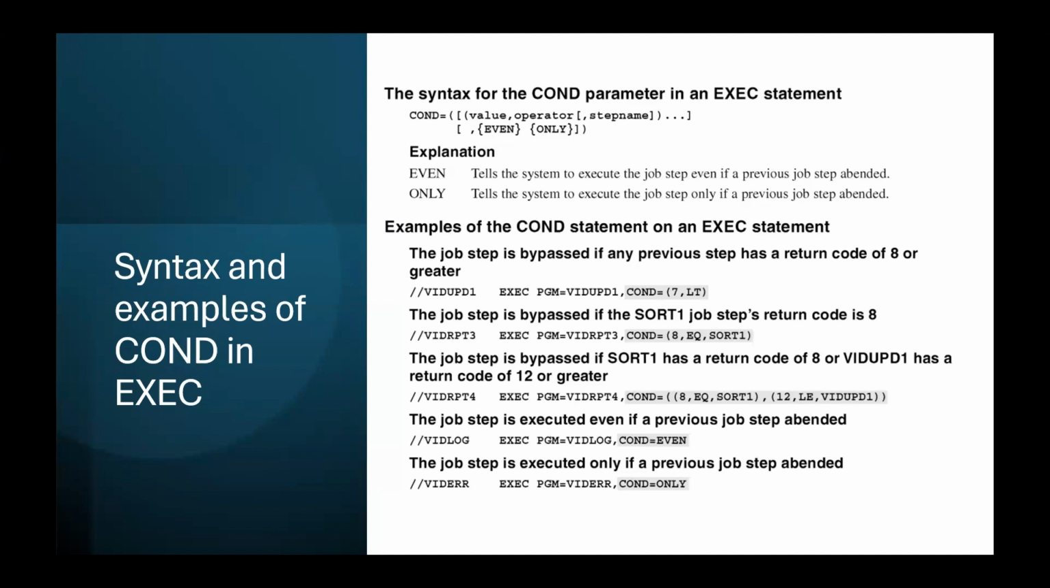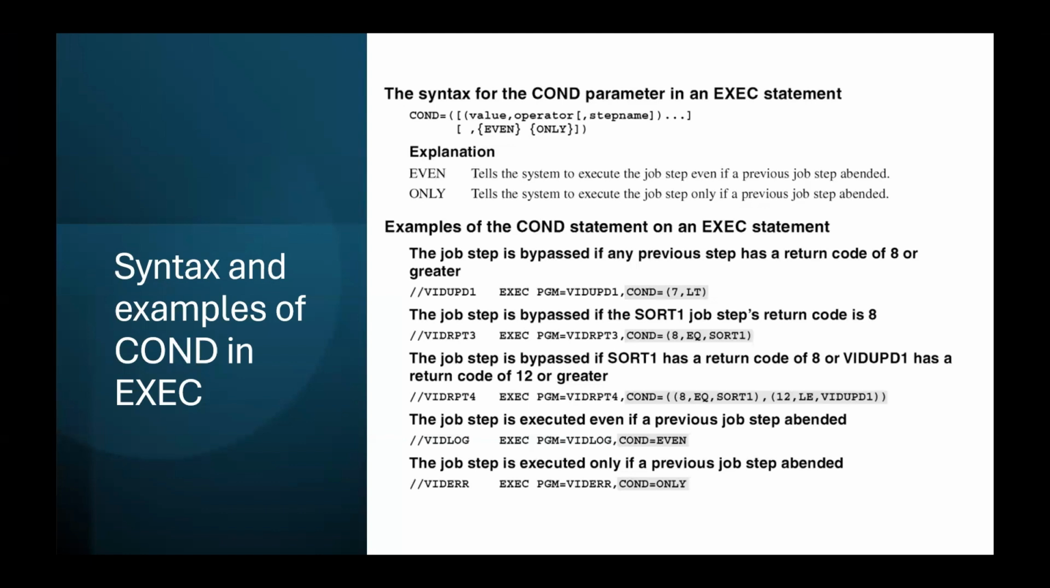EVEN means just execute my particular step even if my previous job step is abended. ONLY means execute my job step only if the previous step is abended. If your previous step is not abended, then the system will not execute that particular step. So this is the difference between EVEN and ONLY. Keep it in mind.